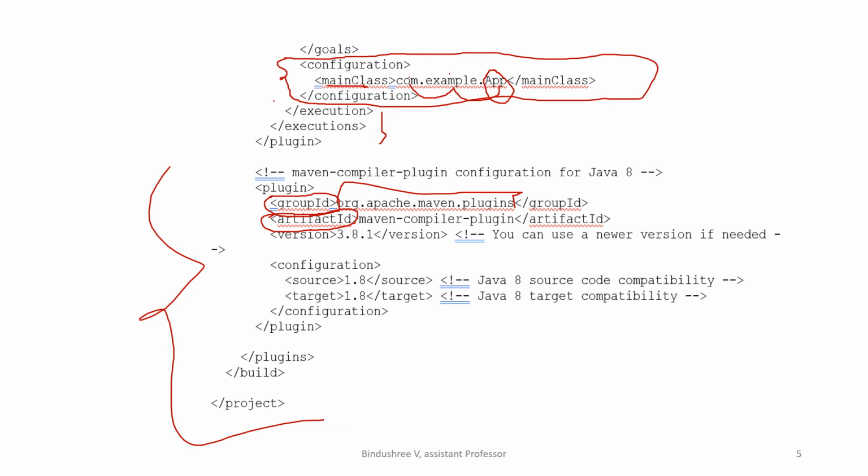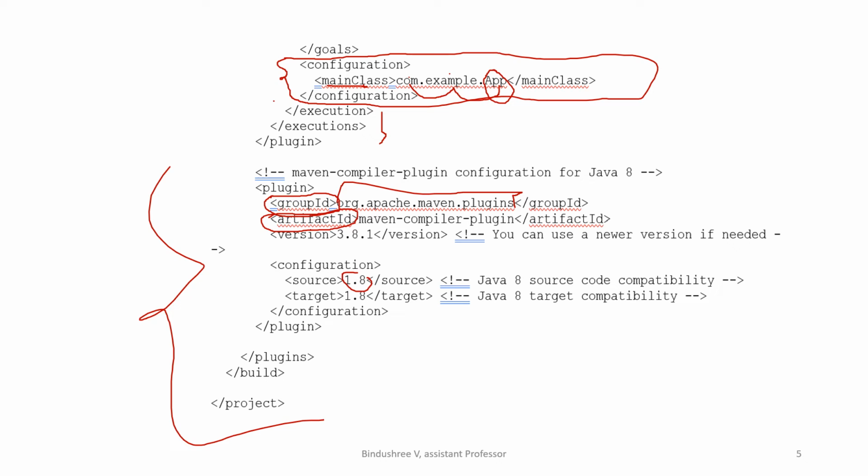And the plugin has two configurations in it: one is the source configuration and the other is the target configuration. Its version is 1.8, and the Java version is also 1.8. By default, it uses these compiler plugins.